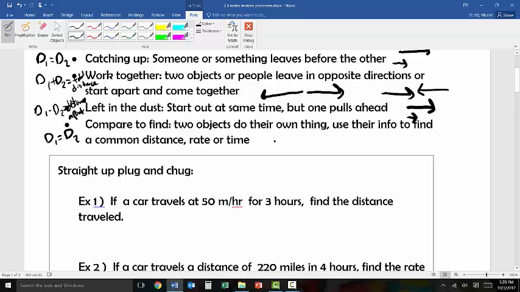It's kind of hard to draw what that would look like, but basically you'd have 2 separate graphs. It might be someone running to and from somewhere. It's basically the same thing. It's 2 different trips.